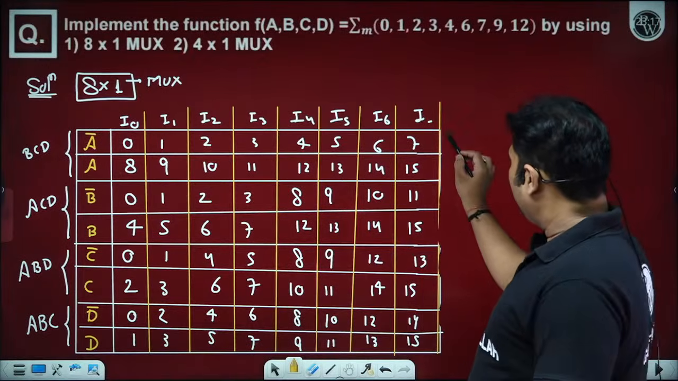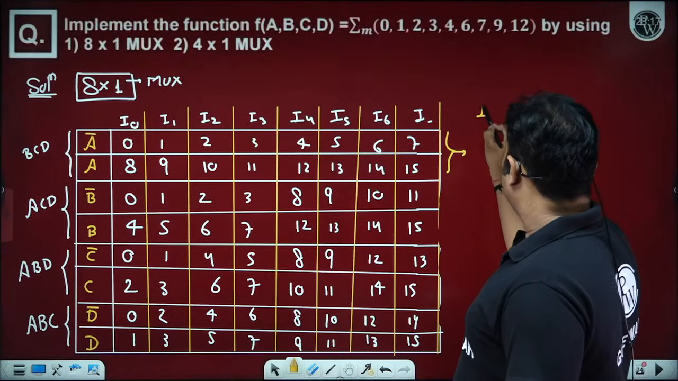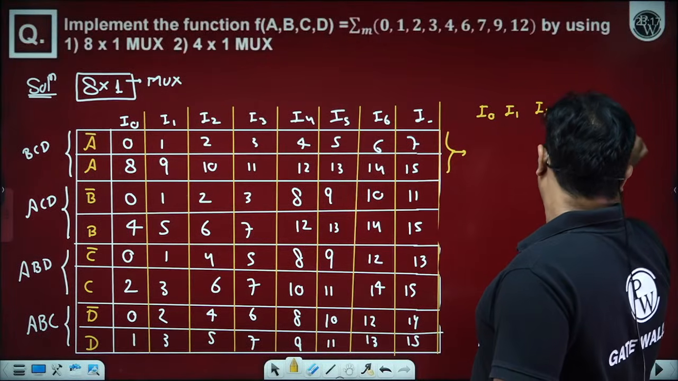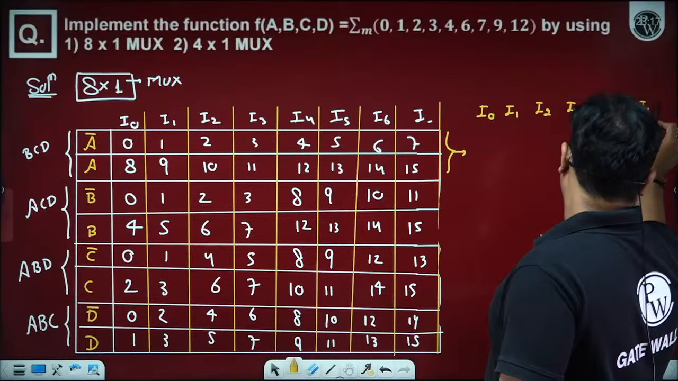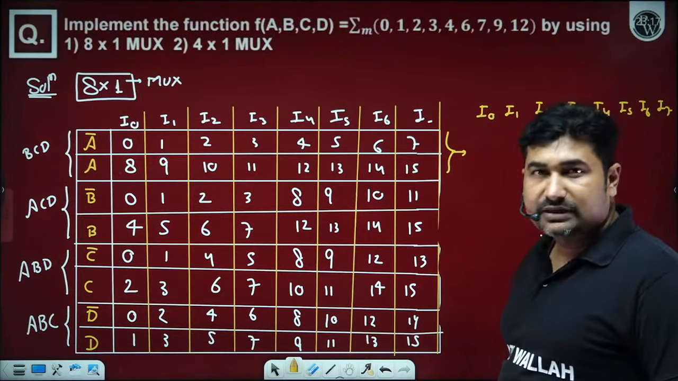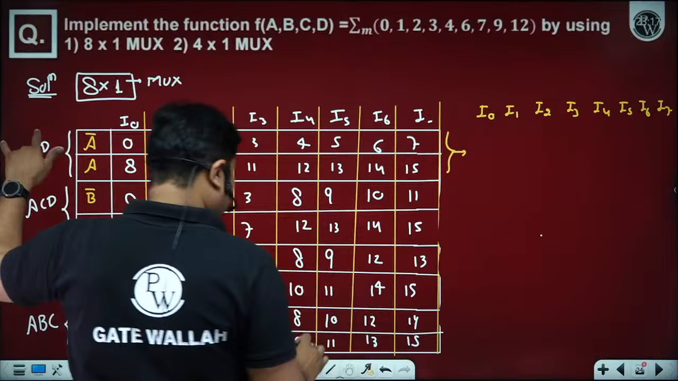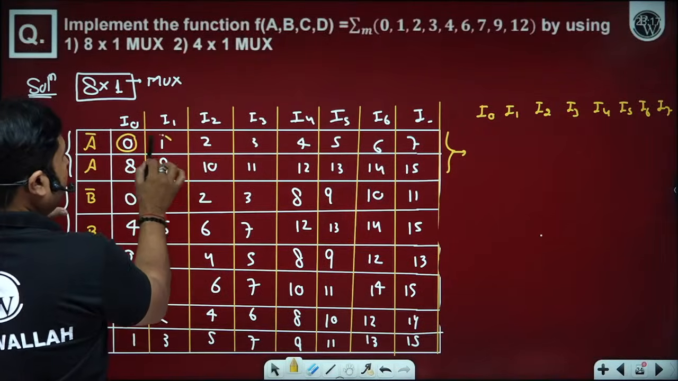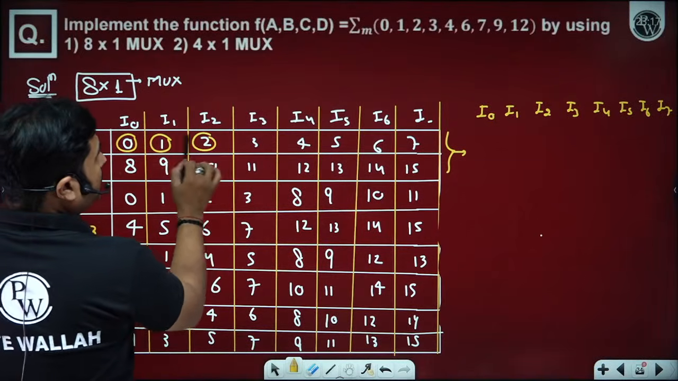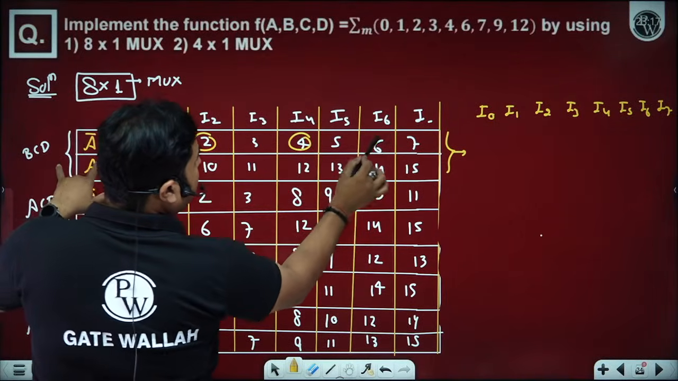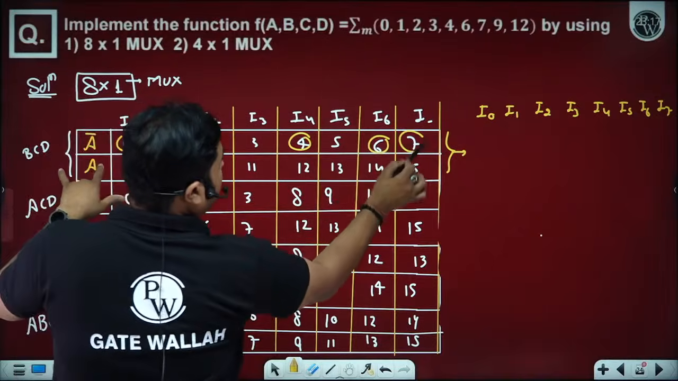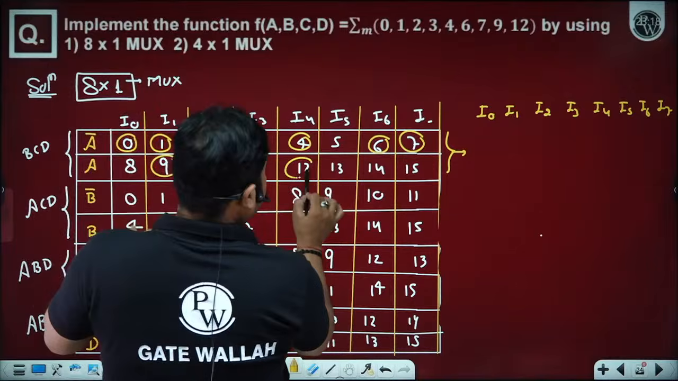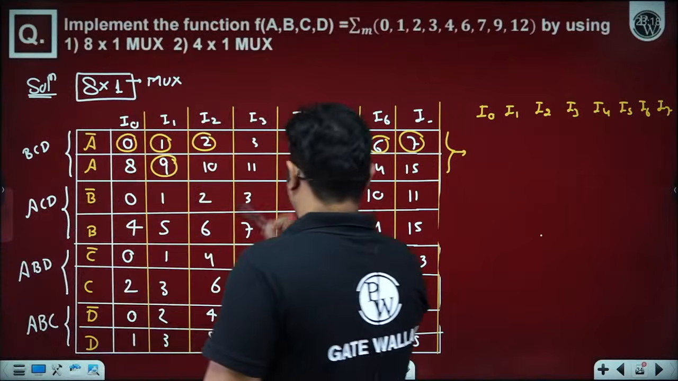Yes, sir. Now, if we talk about this, then what is the condition of I0, I1, I2, I3, I4, I5, I6, I7? Let's have a discussion for this. If we have BCD as a select line, what is the function we want to implement? 0, 1, 2, 4, 6, 7, 9 and 12.